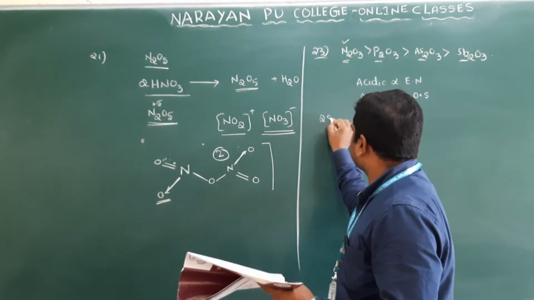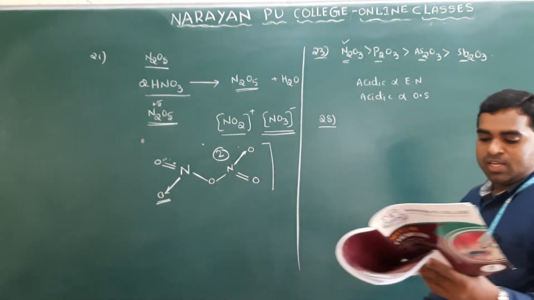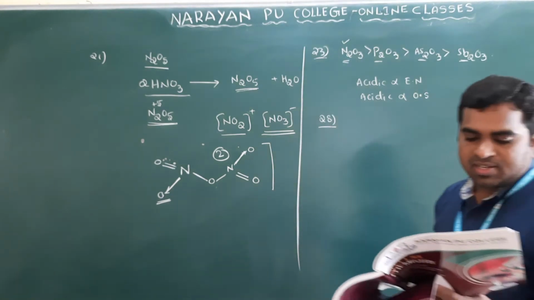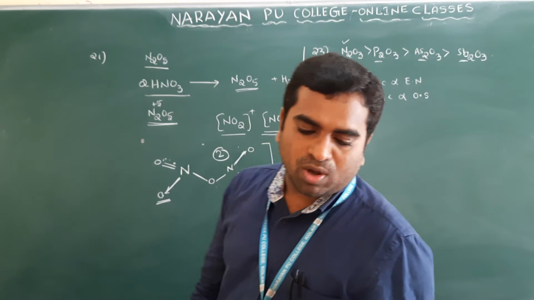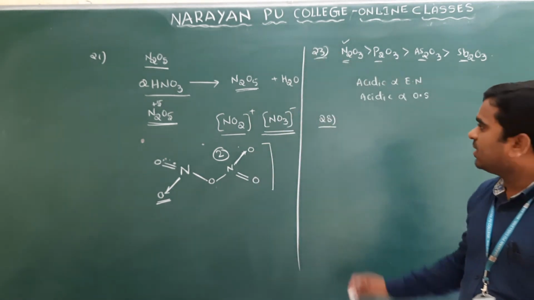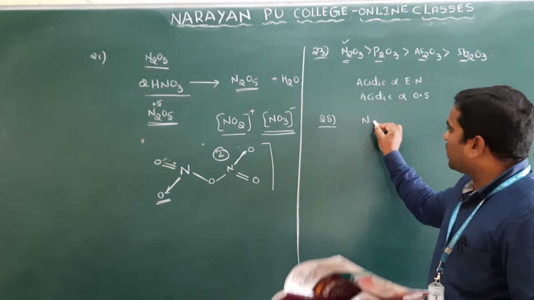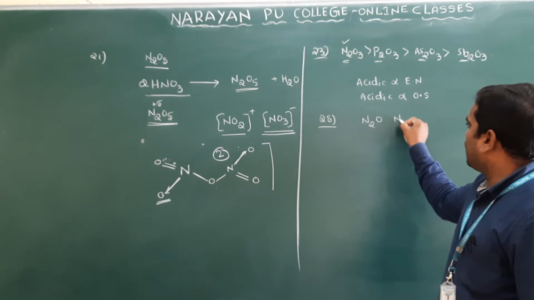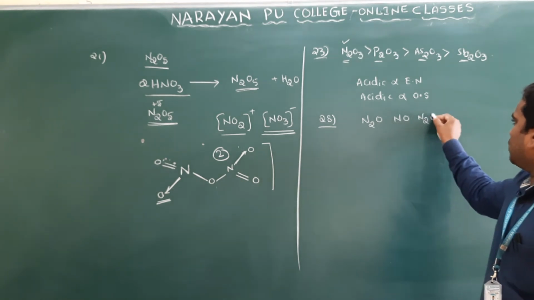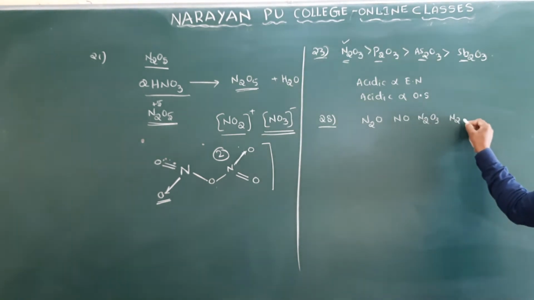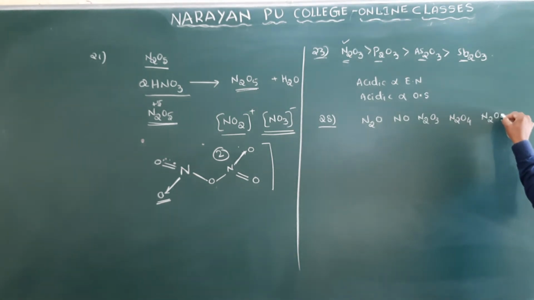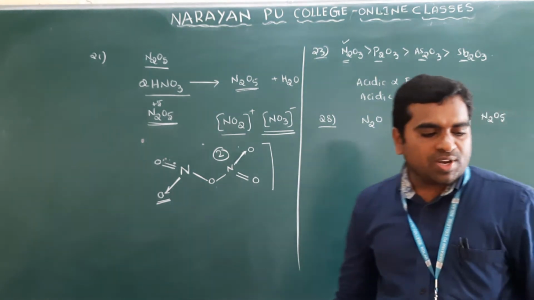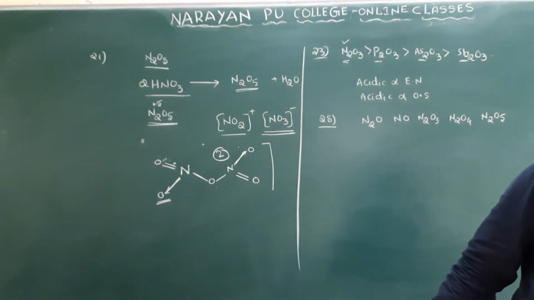Question 28. Clear? So, the least acidic and most acidic oxides of nitrogen are, see from here, nitrogen oxides: N2O, NO, N2O3, N2O4 or NO2, and N2O5. These are the nitrogen oxides. Which one is the most acidic and least acidic?